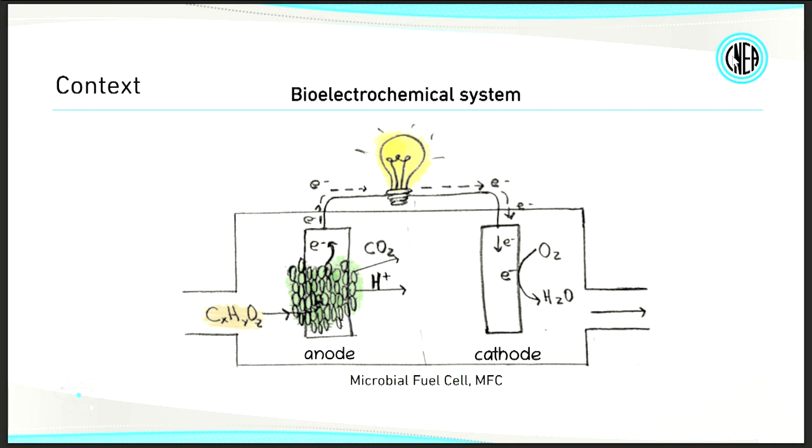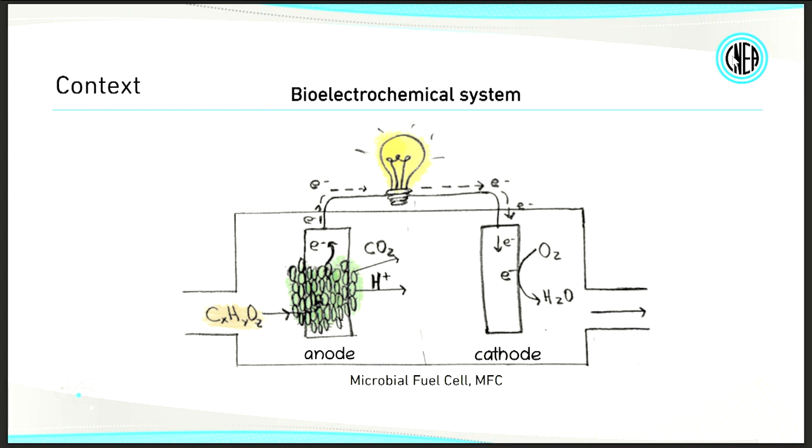So how does a bioelectrochemical system work? It's basically an electrochemical cell composed of two electrodes, an anode and a cathode, that are connected through an external electrical circuit, and oxidation and reduction reactions take place at the anode or the cathode. In a bioelectrochemical system, these reactions are catalyzed by bacteria. In the example I'm showing, which is a microbial fuel cell, bacteria grow attached to the anode, and they can oxidize organic compounds that can come from wastewaters.